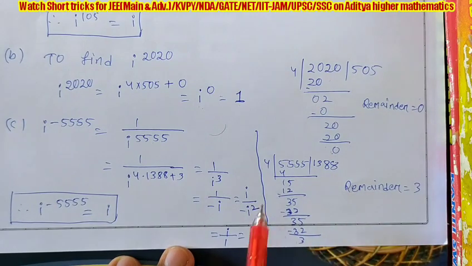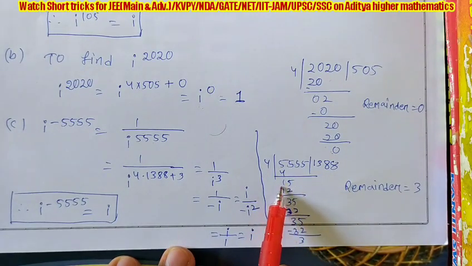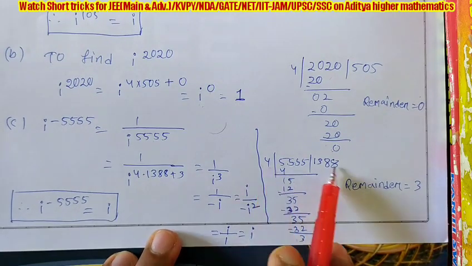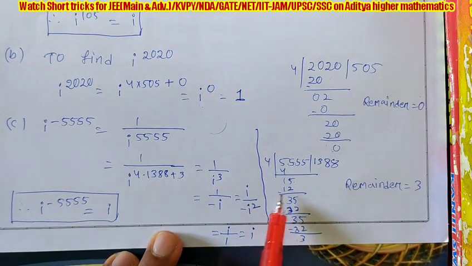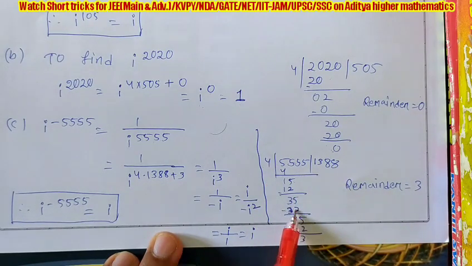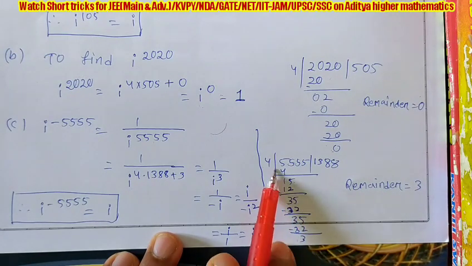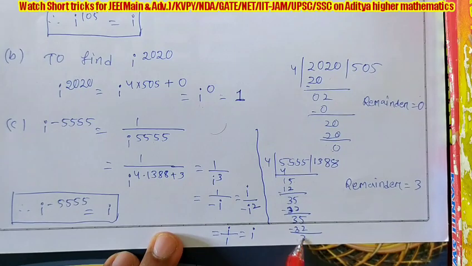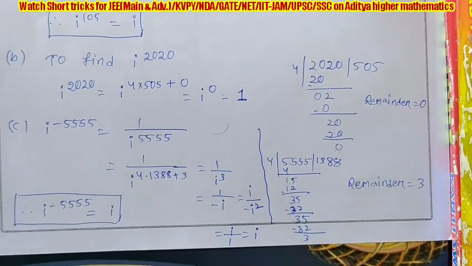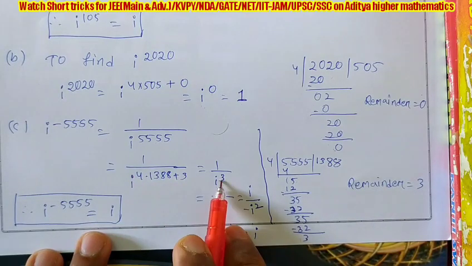Then you are getting remainder 3. Because 4 multiplied by 1 is 4, and you get 15. Then again 4 multiplied by 3 is 12, then you get 3. So now it is 35. So multiply 4 by 8, 32. Again you get 30, here comes 5, so 35. Now again 4 by 8 is 32. So you are getting remainder 3. So its value is i to the power of the remainder. The remainder is 3.